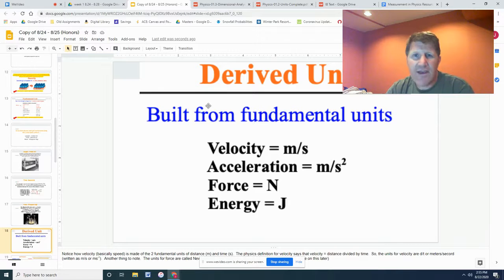So then we get to the derived quantities. And so I touched upon it earlier that the derived quantities come from our fundamental measurements. If I'm talking about velocity, velocity is a measure of distance divided by time. And that's why our units are meters divided by seconds, or meters per second. Acceleration is a distance divided by time divided by time. So meters per second squared, or meters per second per second.